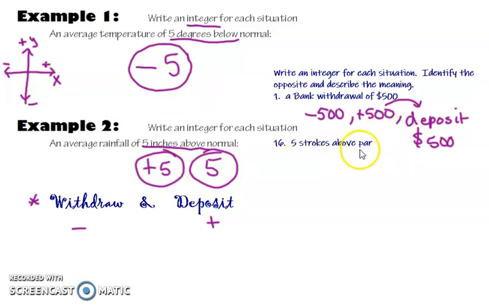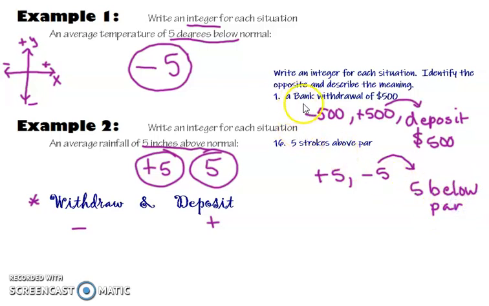Okay, 5 strokes above par. Par is when you're golfing. And so above means positive. So we've got a +5 again. Boy, I like that number today. And this is problem number 16. Make sure that you're taking notes on it. Okay, we're supposed to also write the opposite, which would be -5. And so what would this -5 mean? Okay, when it says describe the meaning, it means that you are 5 below par. Okay, so for these ones, they want you to write down 3 different things specifically.